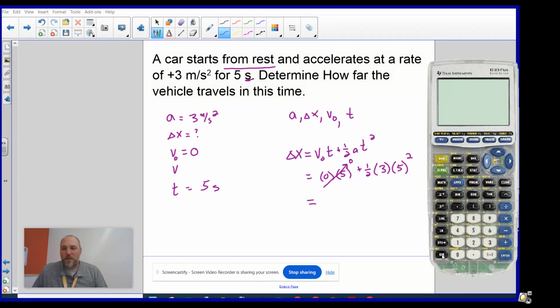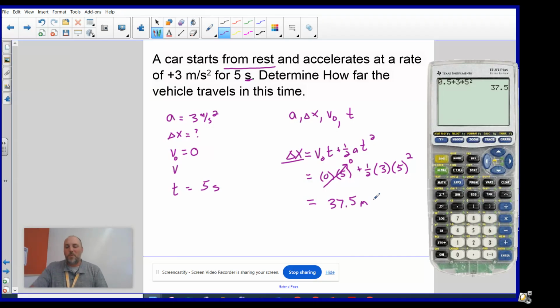So I'm going to go ahead and put that in the calculator. For 1/2, I'll just do 0.5 times the acceleration times 5, and then I have this little squared key here. So 1/2 at squared, and I'm getting 37.5. And since it's displacement, the units would be meters.